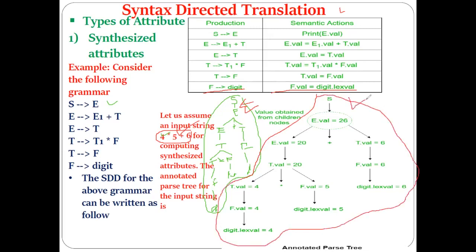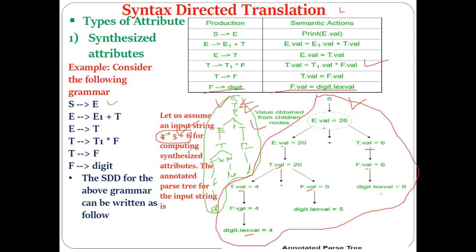Now, why am I calling this an annotated parse tree? Because to this parse tree we have added some attributes, everywhere you can see .val. To this plain parse tree, which you got as the output of the syntax analyzer, the second phase of the compiler, we add some attributes according to the new grammar. The next thing we have to do is evaluate the value of the attributes.